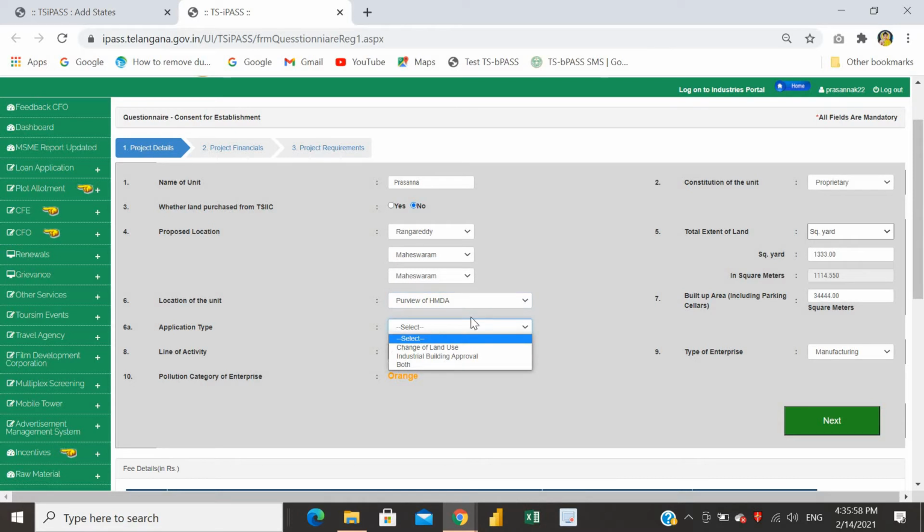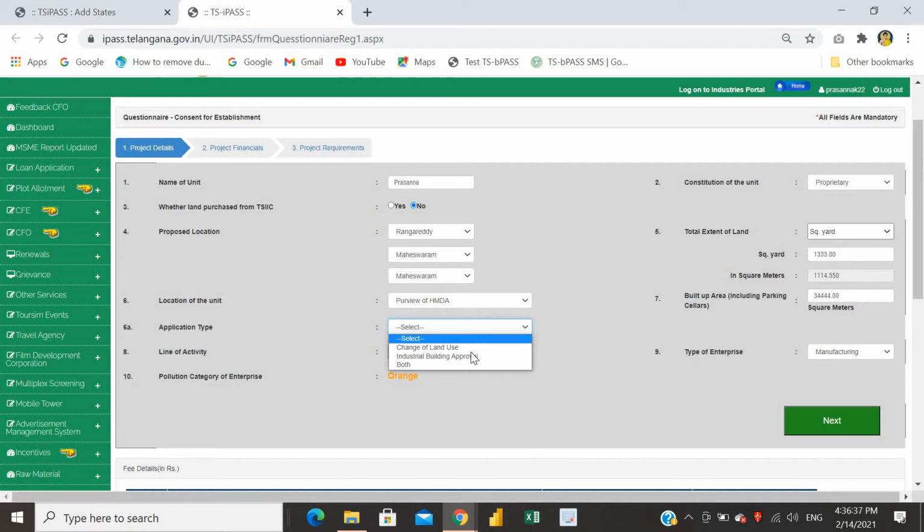Now the application type, it is asking me to choose change of land use, industrial building approval, or both. The system is designed so that it asks us to choose the type of our application. First of all, I have already given the location details as Rangareddy district, Maheshwaram and all. If I go and see in the master plan of the HMDA and my proposed location falls in the non-industrial zone, then I have to compulsorily take CLU.